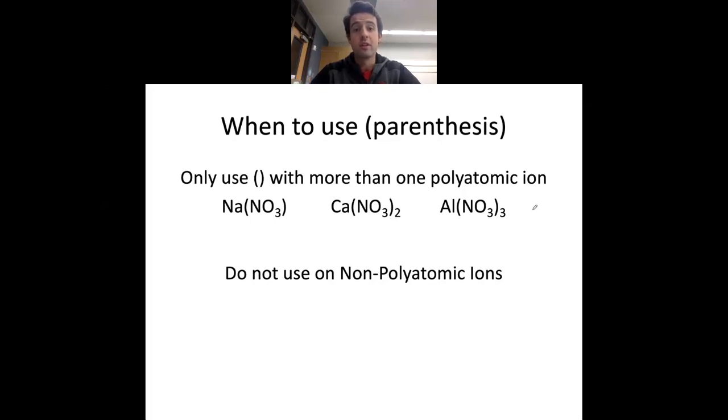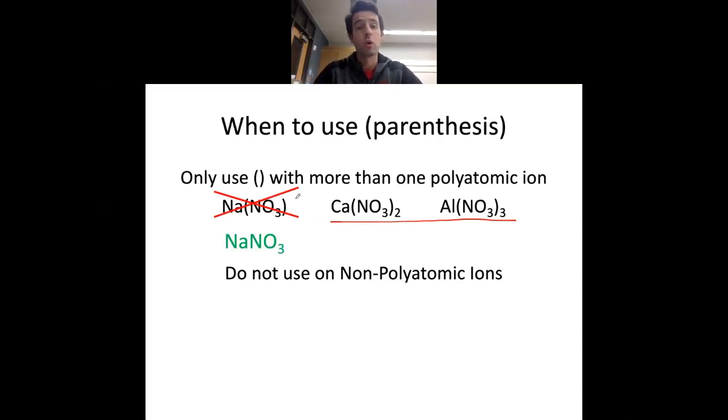Hopefully you notice that with Ca and Al here, I have 2 NO3s, so I would put parentheses. Here, I have 3 NO3s, so again, I would use parentheses. With this first one right here, I just have 1 NO3 polyatomic ion. So these 2 over here with Ca and Al have more than 1 polyatomic ion. Here we've got 2 polyatomic ions, and here we have 3 polyatomic ions. So these 2, we need parentheses. With this first one, we don't need parentheses.